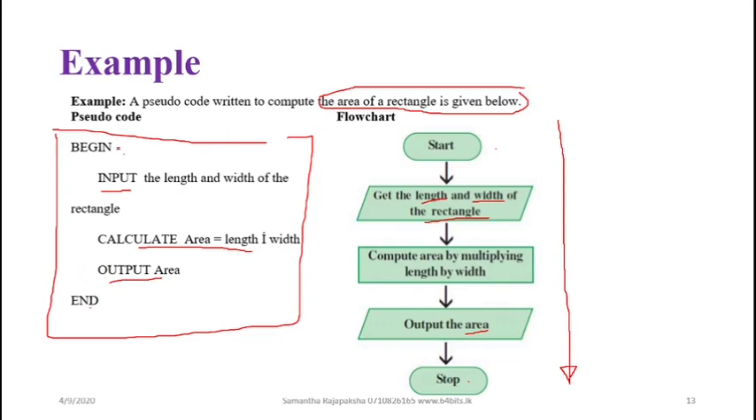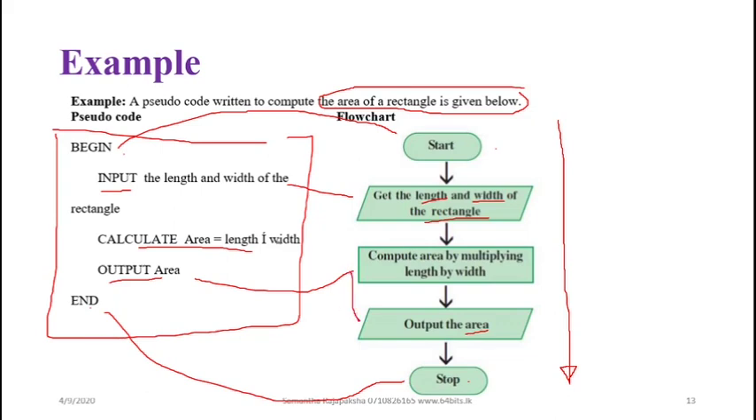Begin is represented by this symbol, end is represented by this symbol, and inputs are parallelograms, outputs are parallelograms. This is a calculation, so a calculation is a rectangle, a process. So that is how you can draw the flowchart and the pseudocode for the given question. It's not difficult, it's easy, you can understand. The only thing is you just need to be familiar with these symbols.